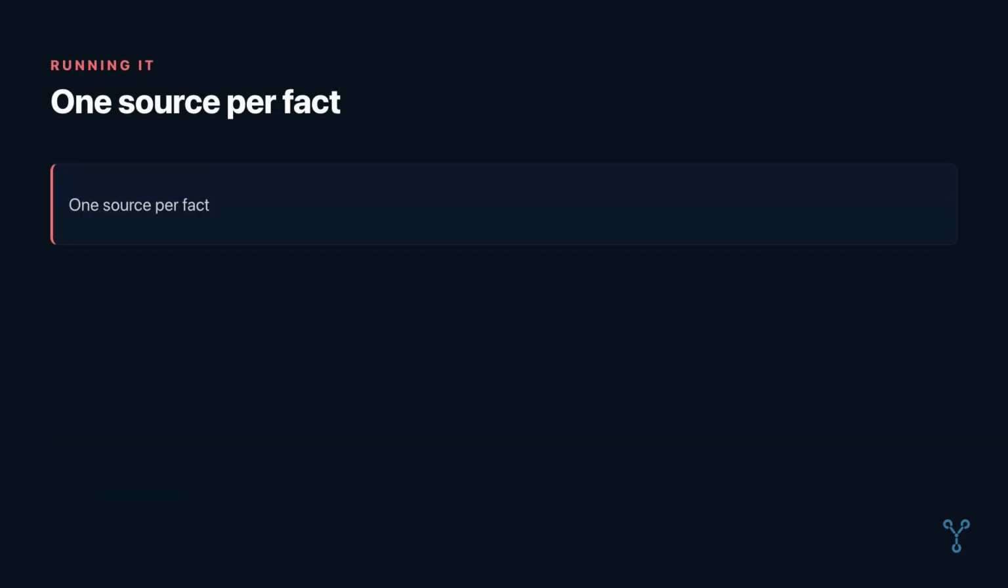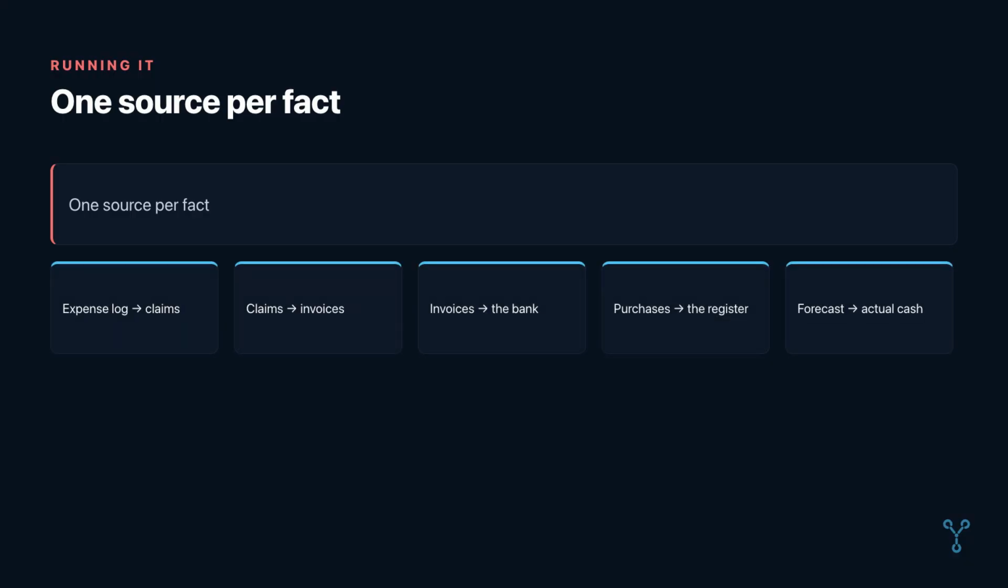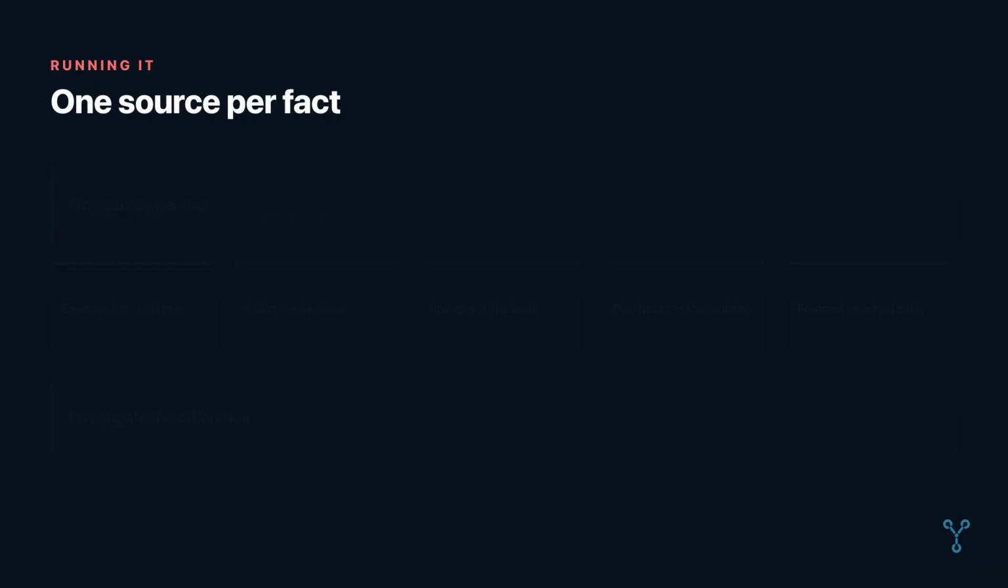You do not need to duplicate every number manually. Choose one controlled source for each fact and link summaries to it. Reconcile records regularly: the expense log to claims, claims to invoices, invoices to the bank, asset purchases to the register, and the cash forecast to actual cash. When numbers differ, investigate the difference instead of overriding it.